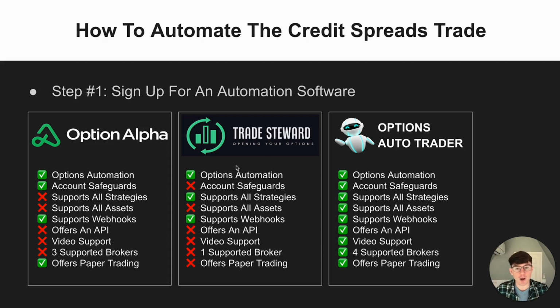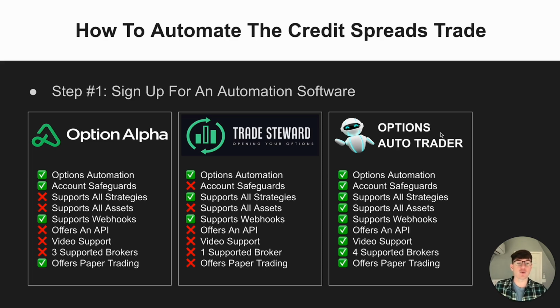Now, Trade Steward, again, this allows for options automations. It does put credit spreads. It will allow you to do it on SPX and SPY, but not futures. Their support is slower. They only support one broker, so you have to make sure you use their broker. And they don't offer paper trading. So if you wanted to test this out before risking your own money, you wouldn't be able to do that.